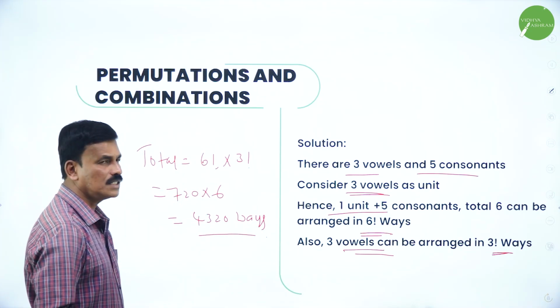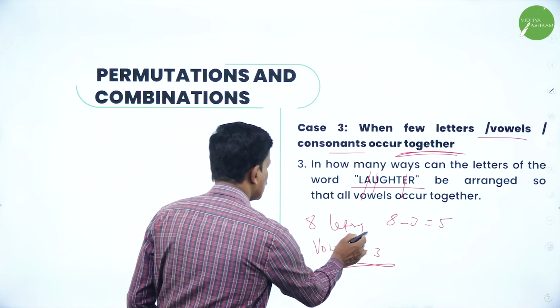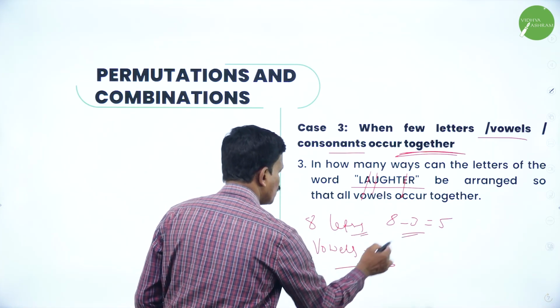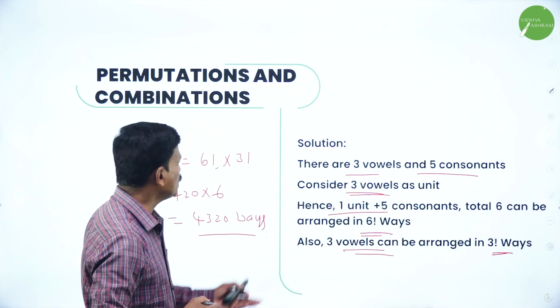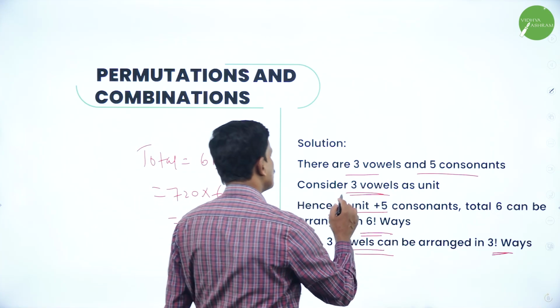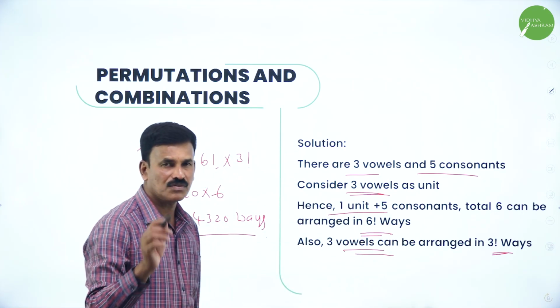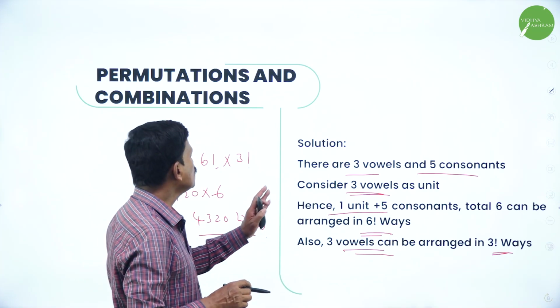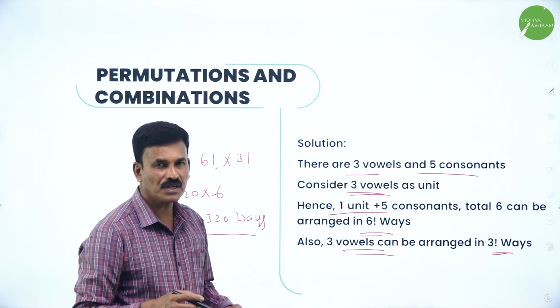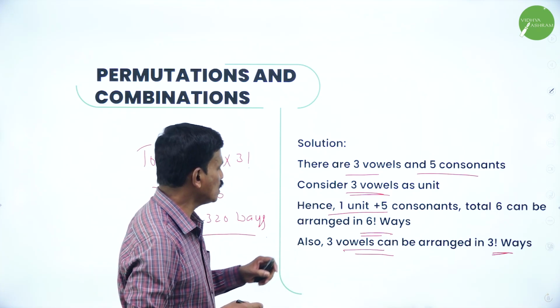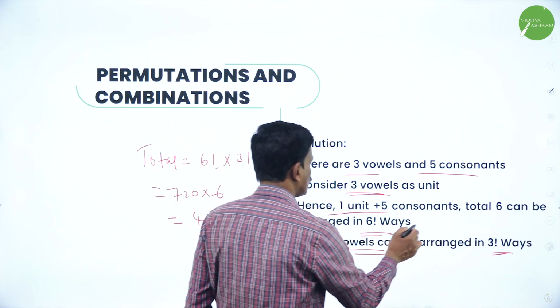That's it. See, a very simple problem. There are 8 letters in which there are 3 vowels and the remaining 5 are the consonants. Consider all these vowels as one unit. So therefore, 1 unit of vowels plus the remaining 5 consonants is equal to 6 in total. Total number of arrangements is equal to 6.